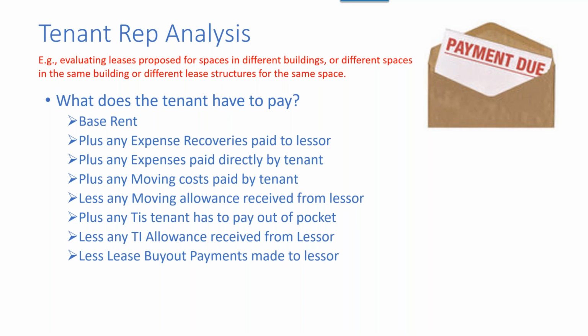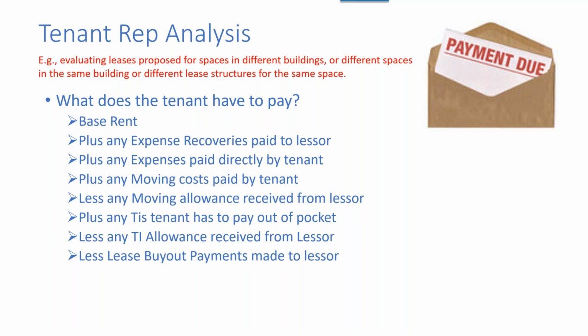So now the question is, how much does the tenant have to pay? So he pays the base, or she pays the base rent, plus any expense recoveries that are going to be paid to the lessor, plus any expenses paid directly by the tenant. Like if the tenant has to pay some of the tenant improvements because it's not covered by reimbursements, plus any moving allowances that the tenant has to pay. Like if you're comparing staying in the same building with moving to a different building, you'd want to take the moving costs into consideration, because that's going to be part of your decision as to whether you move to a new building or stay in an existing building. And then less any moving allowances that you do receive from the lessor, because they're trying to entice you to move to a new building.